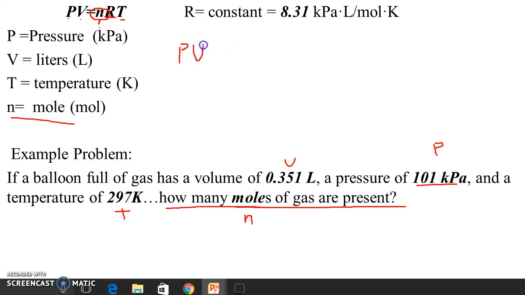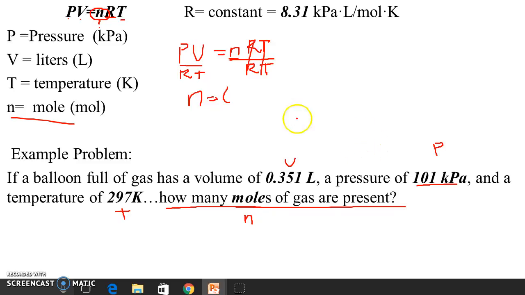PV equals nRT. We want n by itself, so we can get rid of R and T by dividing both sides by R and T. Then these cancel, and n is equal to P times V over R times T.